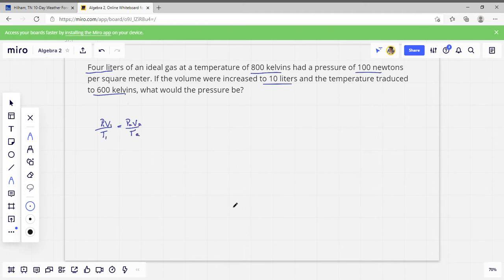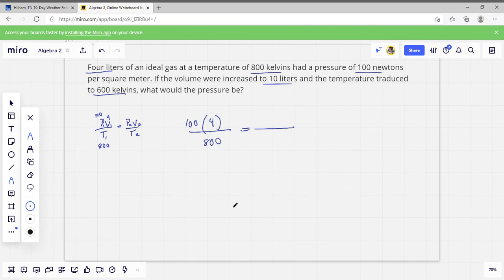Okay, so 4 liters, that's going to be my volume 1, so I'm going to put a 4. That's right here, volume 1 is 4. Alright, and then 800 kelvins, that's my temperature, so that'll go underneath. It has a pressure of 100 newtons, so that's my P1. So 100 times 4 over 800. Alright, and it's going to be equal to whatever happens over here.